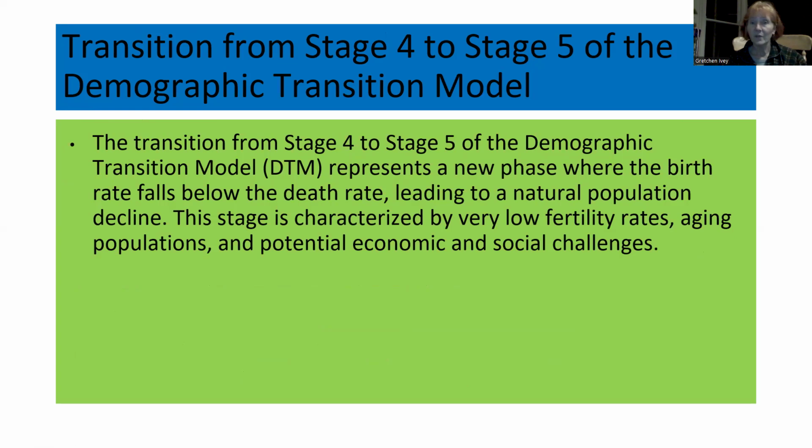So from stage 4 to stage 5 of the demographic transition model. So from 4 to 5, this represents a new phase where the birth rate falls below the death rate, leading to a natural population decline. So this might be needed in some countries, like China was looking to decline the population. The stage is characterized by very low fertility rates, aging populations, and potential economic and social challenges.